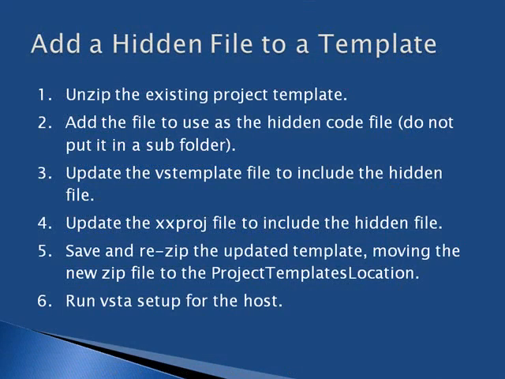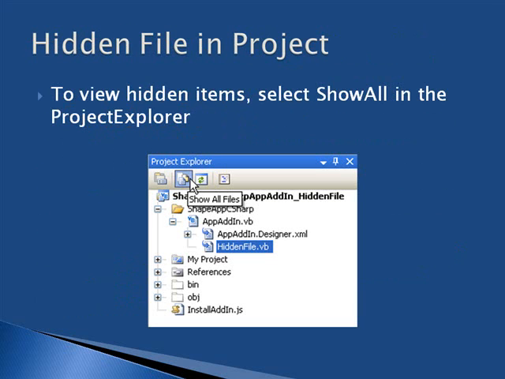So by following these 6 steps, we were able to update a project template to include a hidden code file which added functionality to the add-in project. This hidden code file can be found by selecting Show All Files from the Project Explorer in the VSTA DTE.